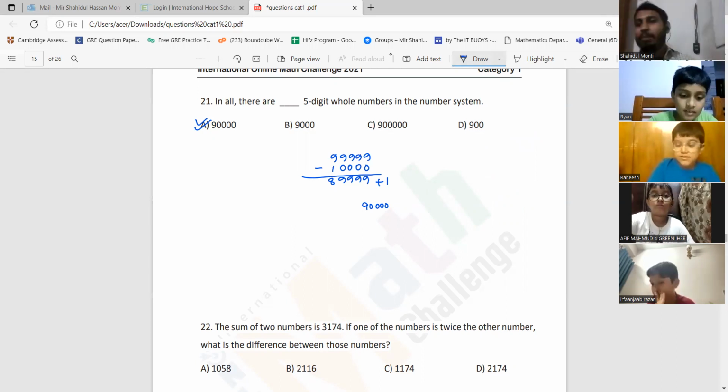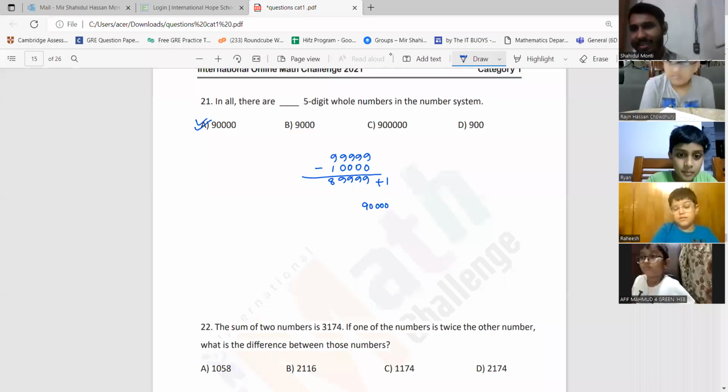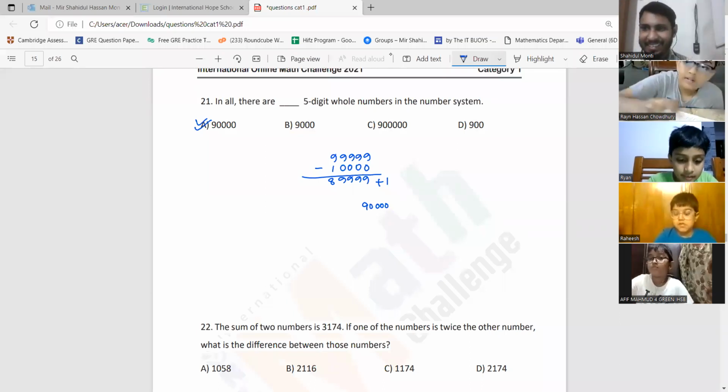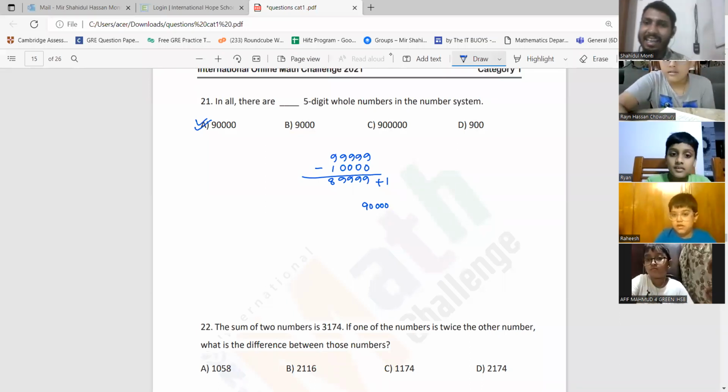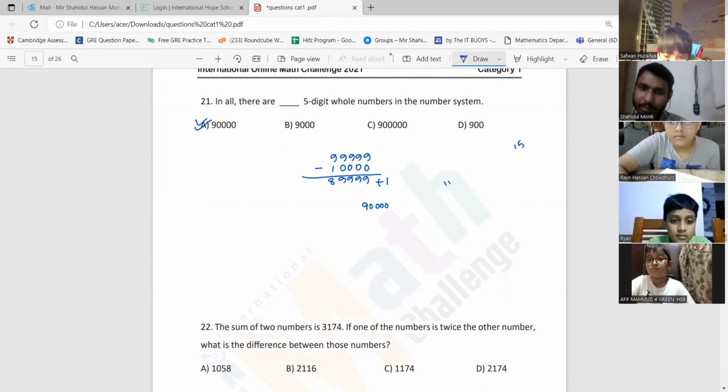Sir, I didn't understand. You did not understand this. What is your name? Ryan? Yes, sir. Ryan, from 11 to 15, how many numbers do I have? 5 numbers.